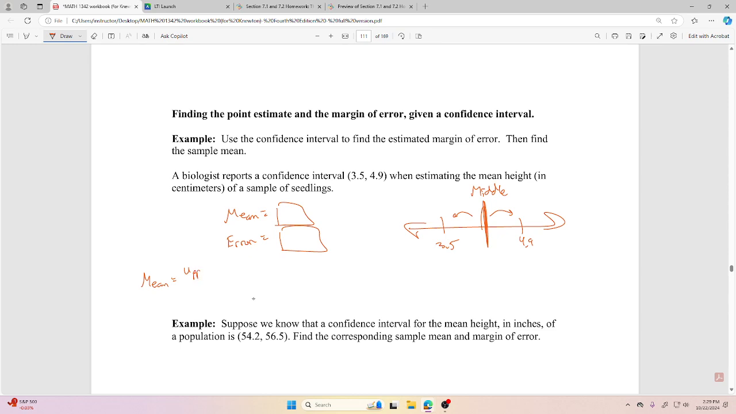I've got the upper plus the lower divided by 2. That's for your mean. And your error is your upper minus the lower, all divided by 2. Those are your formulas. This is stuff that you could put on a note card, essentially. Okay? I'm going to use them, too.